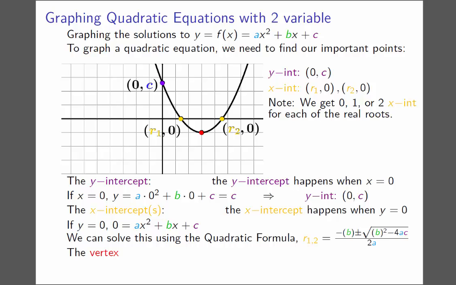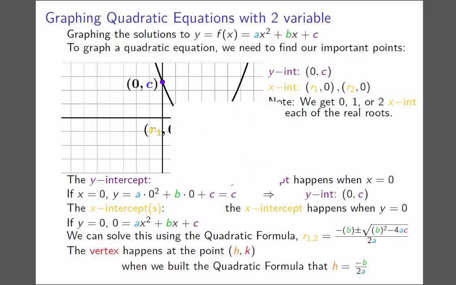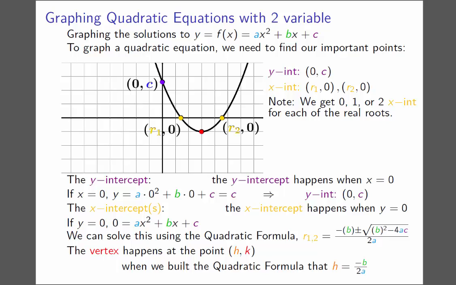Now what about the vertex? The vertex happens at the point h, k. But how do we find the values of h and k when it's not given in that form? Well, we saw that when we built the quadratic formula, h equals negative b over 2a. We didn't have much use for that then, but now we can use it as a quick way to find h.